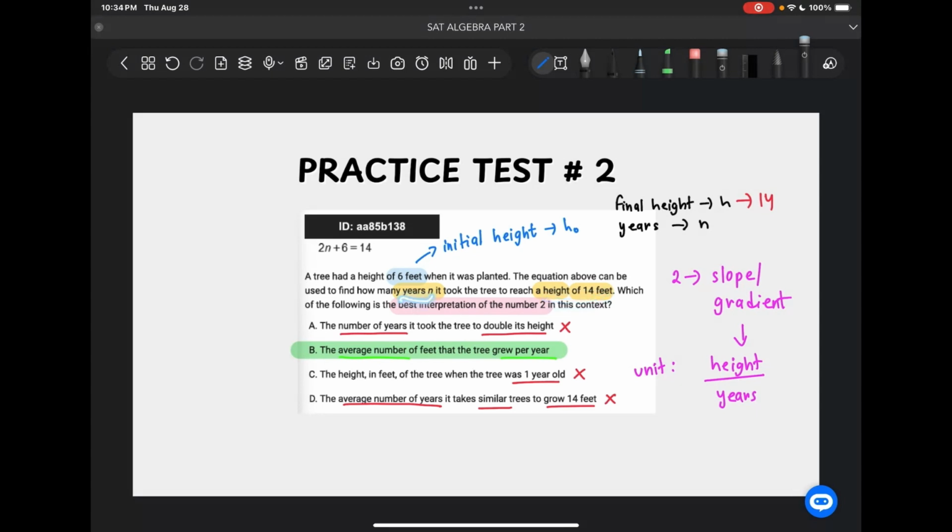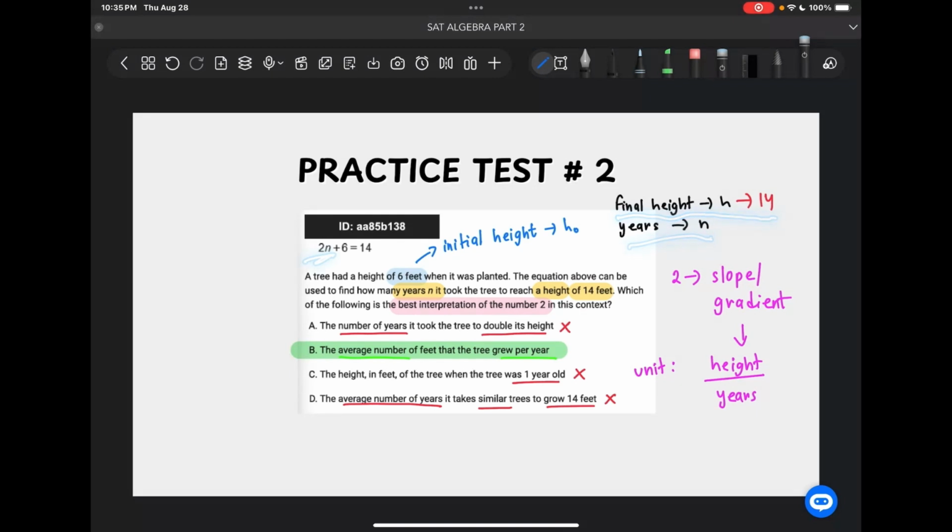So n is the years, and it is going to help us calculate how many years it took for the tree to reach a height of 14 feet. Which of the following is the best interpretation of the number 2 in this context? So we have this number 2 here, right? So they're asking, what does this 2 mean? The first thing you have to understand, this 6 is basically the initial height, so h naught. And this 14 is basically the final height. So final height is equal to h, which is going to be 14. And n is years.